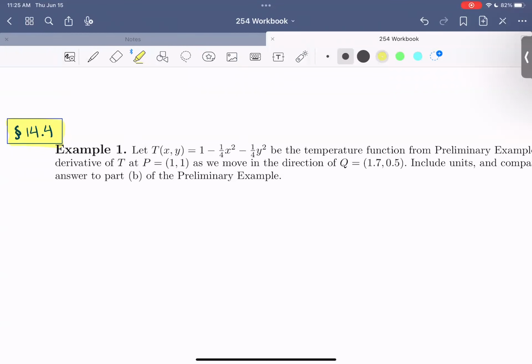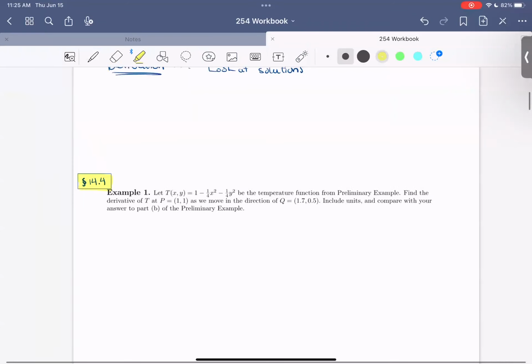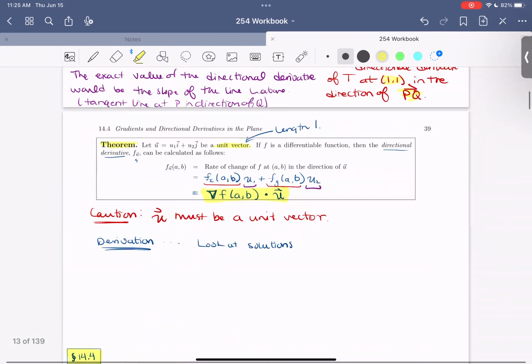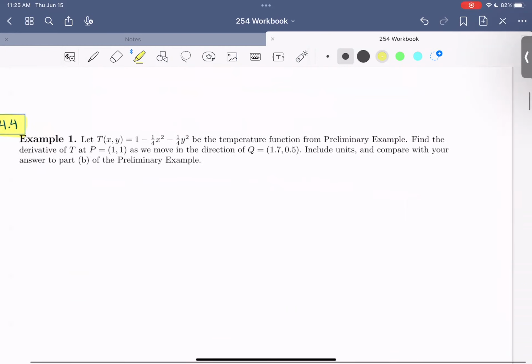Hello everyone. In this video, we're going to look at example 1 in section 14.4. In this example, we're going to be computing a directional derivative by using the formula in the previous theorem. All right, so let's get started.